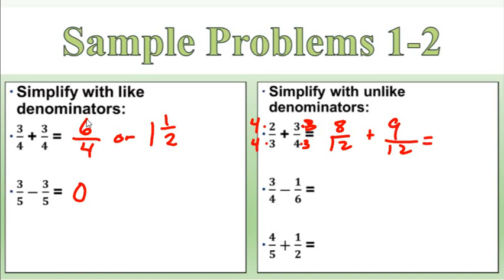I add them together, I get 17/12. You can keep your answer at 17/12, or you can rewrite it, and it would be 1 5/12.